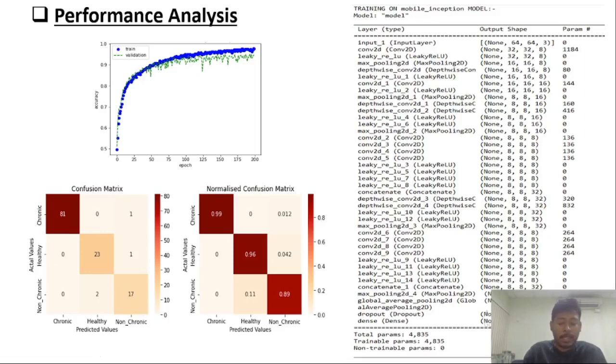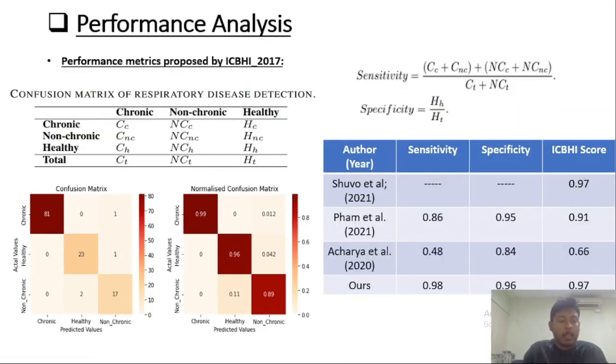So these ICBHI people, what they have done is they introduced the database, as well as two new, actually not new, they are basically sensitivity and specificity. We all know what these are, but they told us how to calculate the sensitivity and specificity in a new way. So they have given the equations like this.